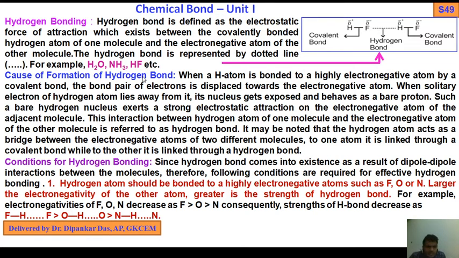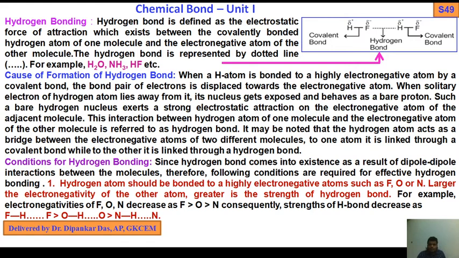So what does the definition say? Hydrogen bond is the electrostatic force of attraction which exists between the covalently bonded hydrogen atom and an electronegative atom. You see, this hydrogen atom is already attached to the fluorine atom covalently. This is called a covalent bond. Due to the electronegativity difference, what will happen? This is a mutual sharing, so the shared pair of electrons goes more towards the fluorine atom. That's why fluorine possesses partial delta negative charge and hydrogen possesses partial delta positive charge.